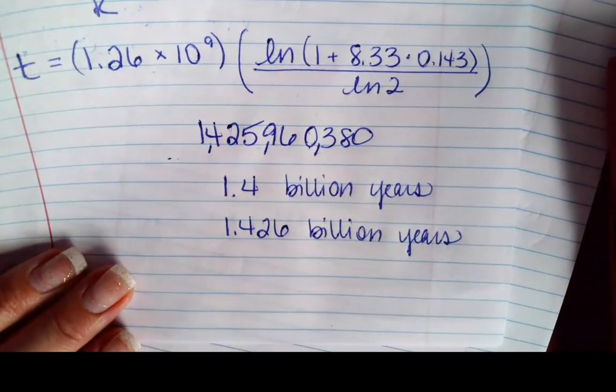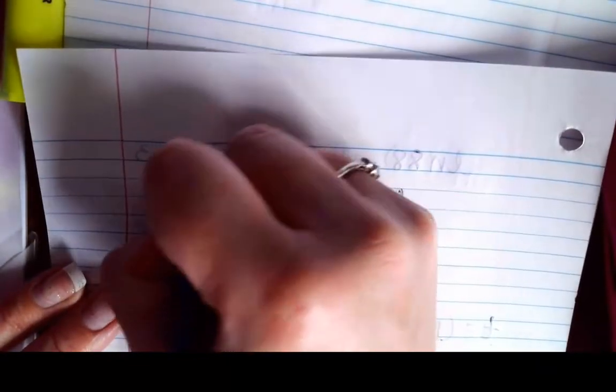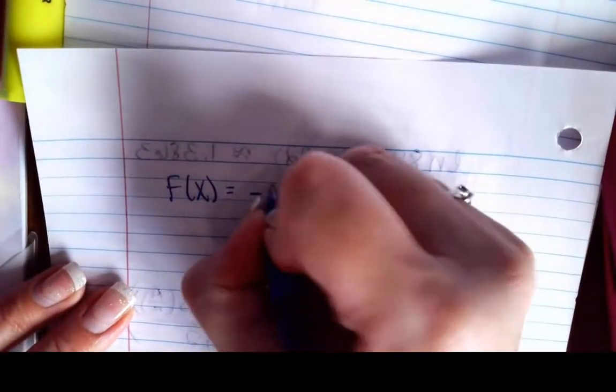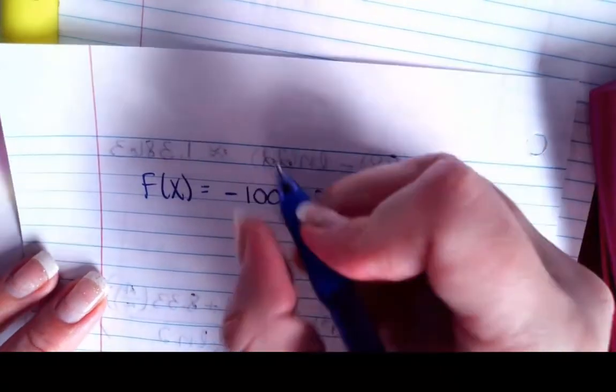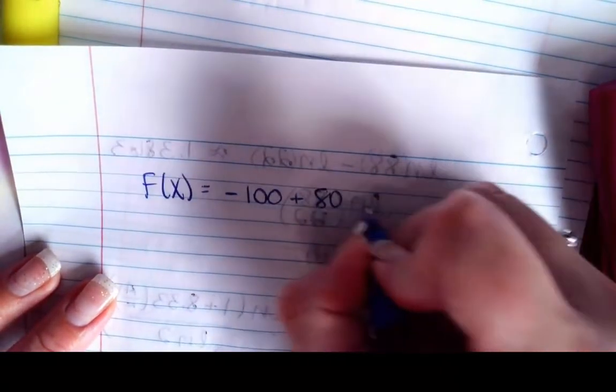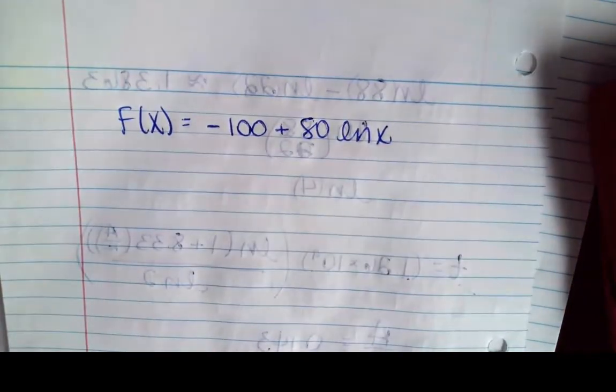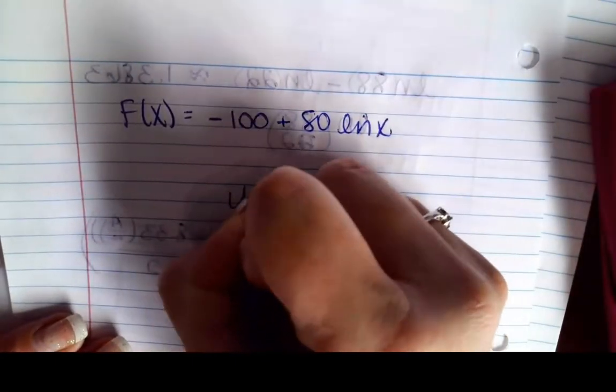Okay, last one in this section is the logarithmic function. F of x equals negative 100 plus 80 times the natural log of x. It models the number of visitors in millions to a certain country's museums, where x is the number of years since the initial recording of the number of visitors. Use this function to find the estimate of the number of visitors in year 45.